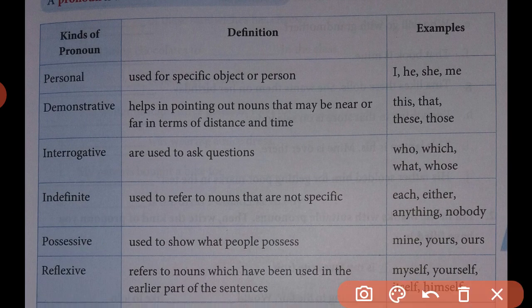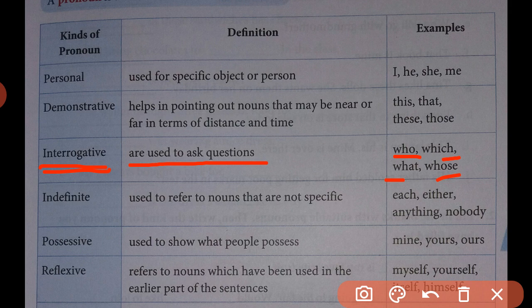pronoun. Here the third kind of pronoun is the interrogative pronoun. We are very familiar with this word interrogative. Whenever we want to ask for something, the words we use for asking about particular things, matters, or subjects are known as interrogative pronouns. According to the table, interrogative pronouns are used to ask questions. Whenever we ask a question with a particular word, then this word becomes an interrogative pronoun. In the table, for example, who, which, what, whose, there are so many WH words, all of which are used as interrogative pronouns in a question.